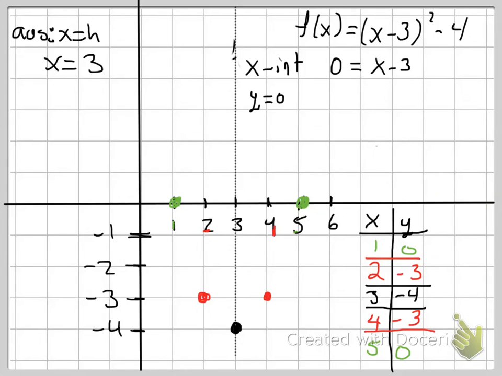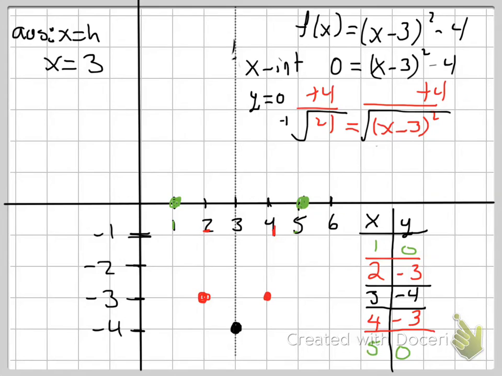And you folks have been getting real good at solving these equations using what's called, I think your book calls it, the square root method. So we're going to isolate the squared term, the x minus 3 quantity squared. So we're going to add 4 to both sides. And then we have 4 is equal to x minus 3 quantity squared. And to undo the square, we're going to take the square root. Don't forget your plus and minus. So we have plus and minus 2 is equal to x minus 3.